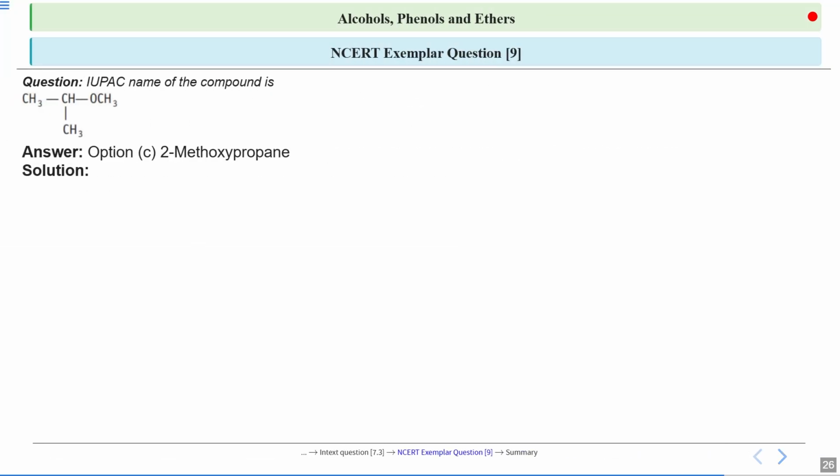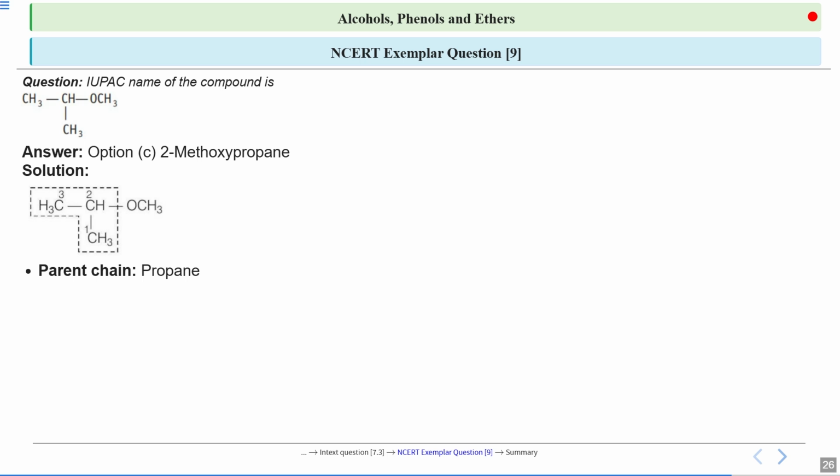This question has the correct answer as option C, that is 2-methoxypropane. Let's see how. First of all, we have to write the IUPAC name, remember, in the IUPAC nomenclature format. This compound contains OCH3, an alkyl group along with the oxygen, so this is an ether, right? First of all, you have to select the parent chain by looking at the number of carbons in both the alkyl groups. Our parent chain is the one containing 3 carbons, that is propyl.